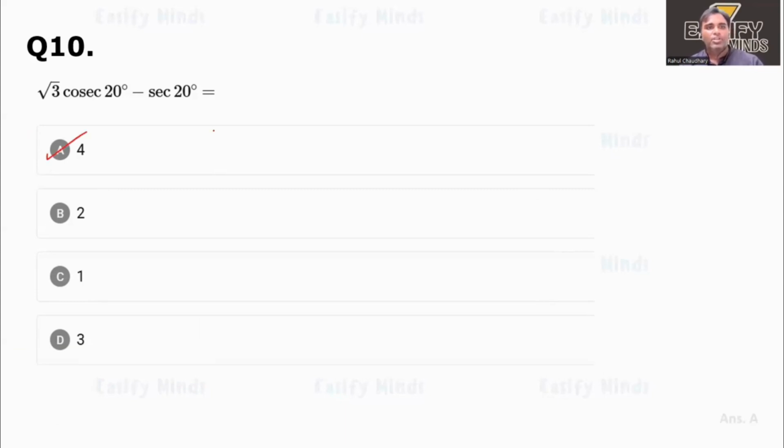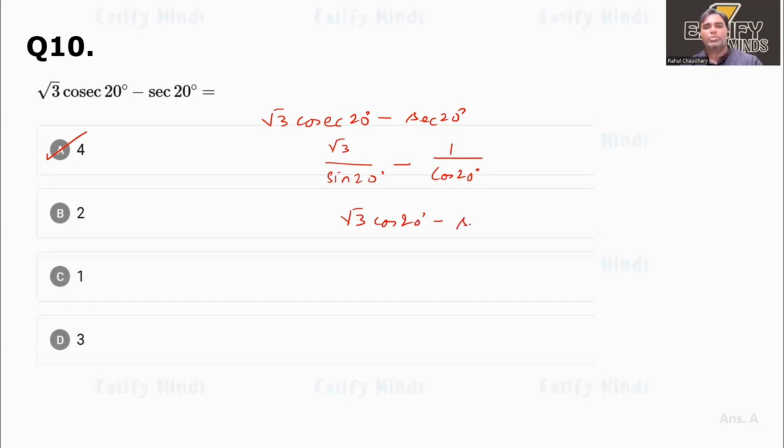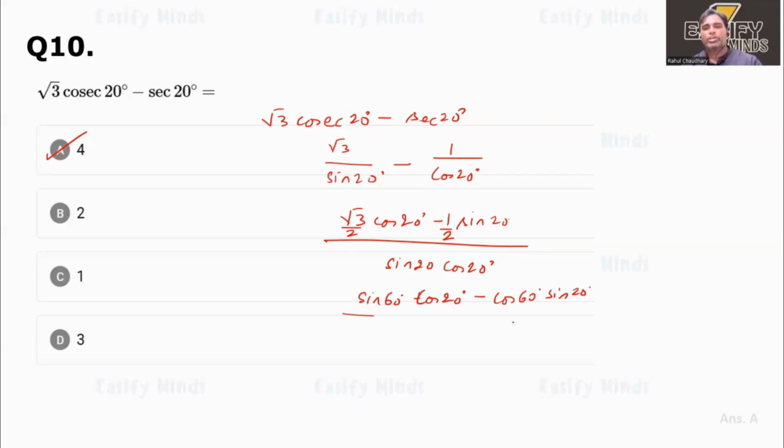Option A. Now what to do? Root 3 cosec 20 minus secant 20. Cosec 20 I can write as 1 by sine 20, secant 20 as 1 by cos 20. Now let's take LCM: root 3 cos 20 minus sine 20, divided by sine 20 into cos 20. Let's divide by 2. Now if you can see here, this root 3 by 2 I can write as sine 60, cos 20, minus this 1 by 2 is cos 60, sine 20, divided by sine 20 cos 20.